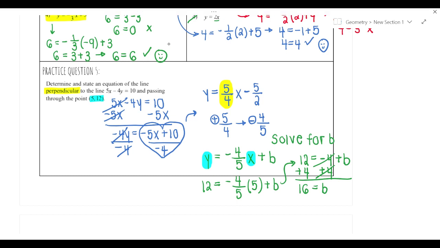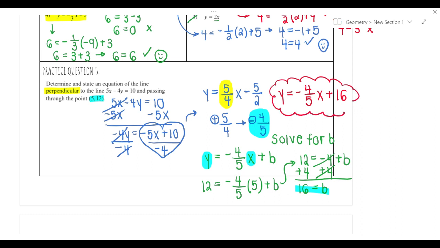We are so close to the finish line. So we have our y-intercept and we have our slope. Now can we put it all together? Of course we can. So our final answer is y is equal to negative 4/5 x + 16. This is the line that is perpendicular to the line that was given, which was, when we solved it, y equals 5/4 x minus 5 over 2. And it also passes through the point (5, 12).